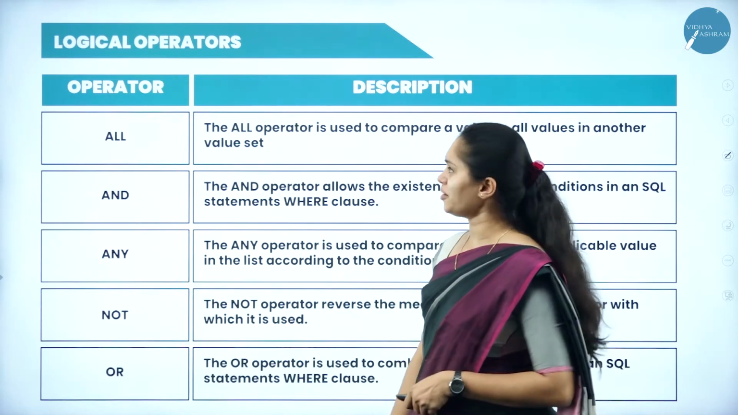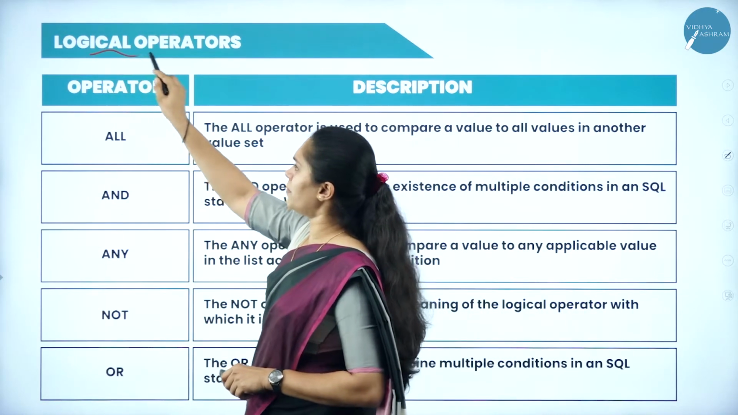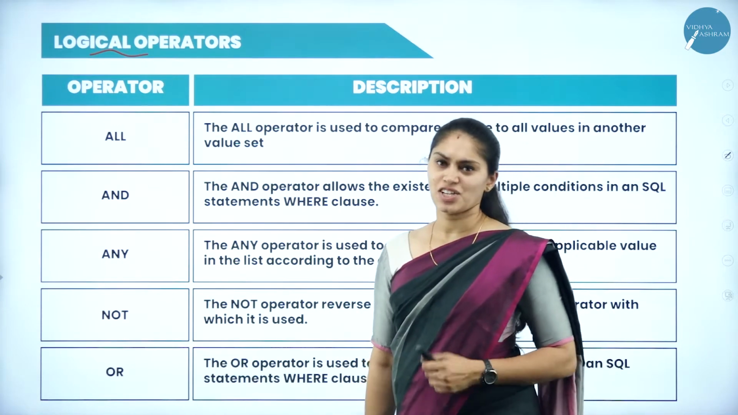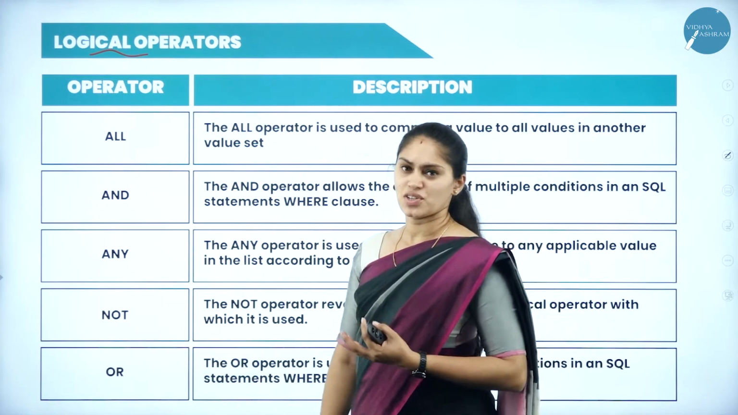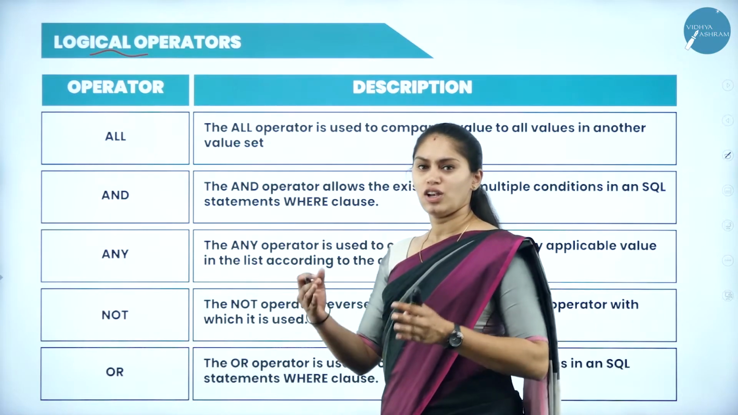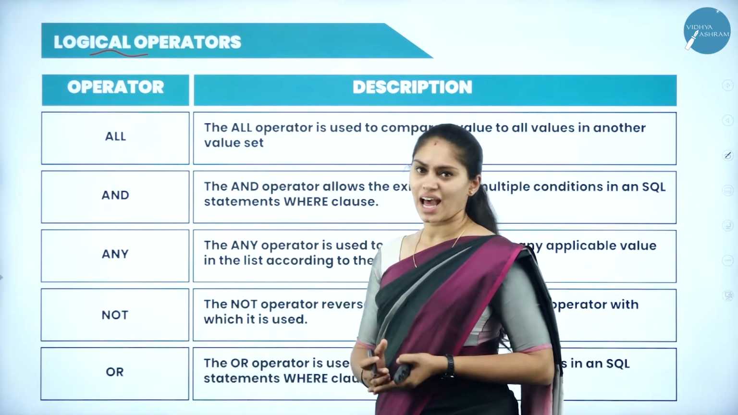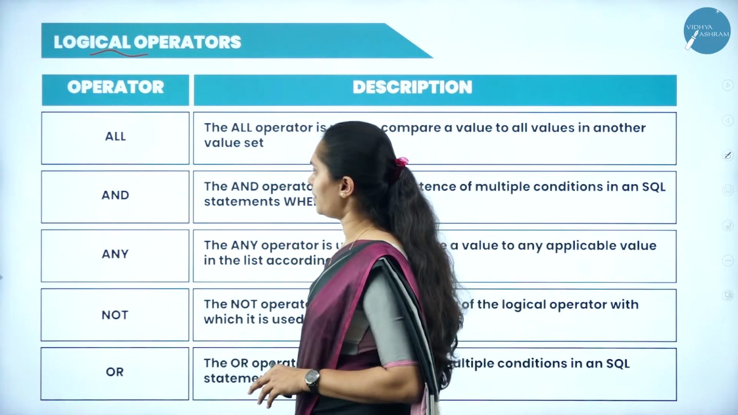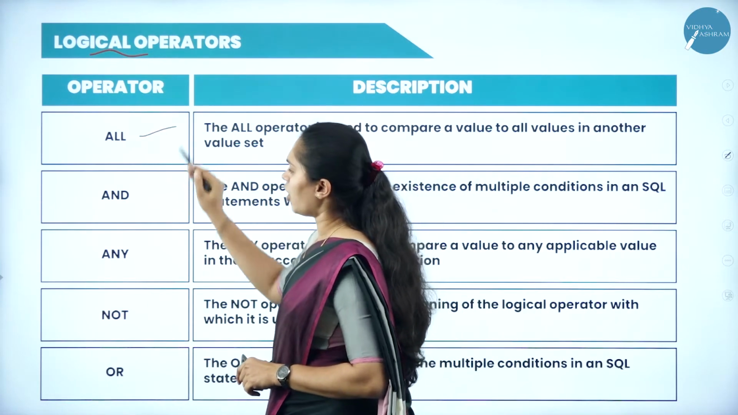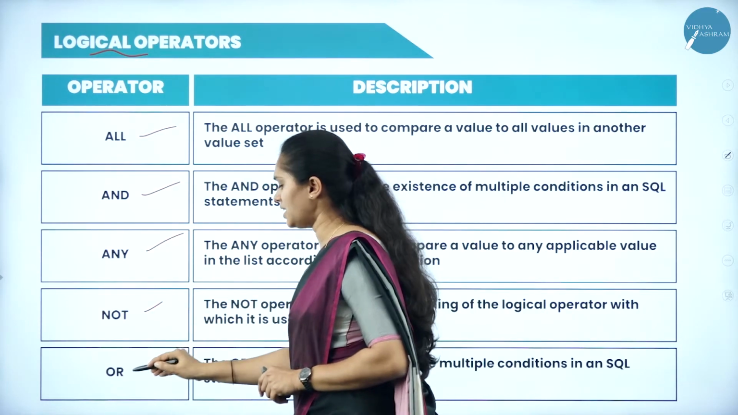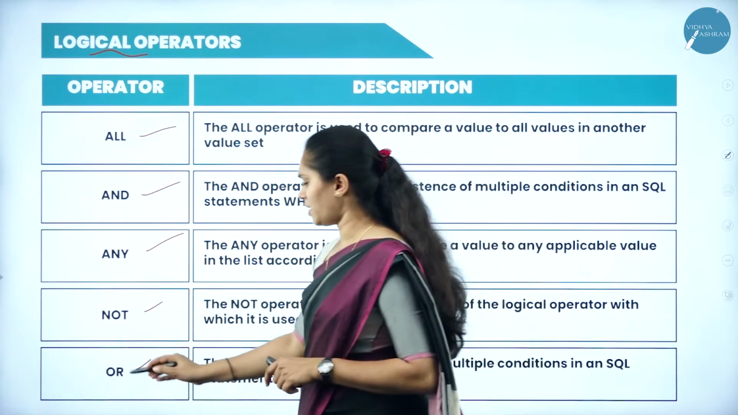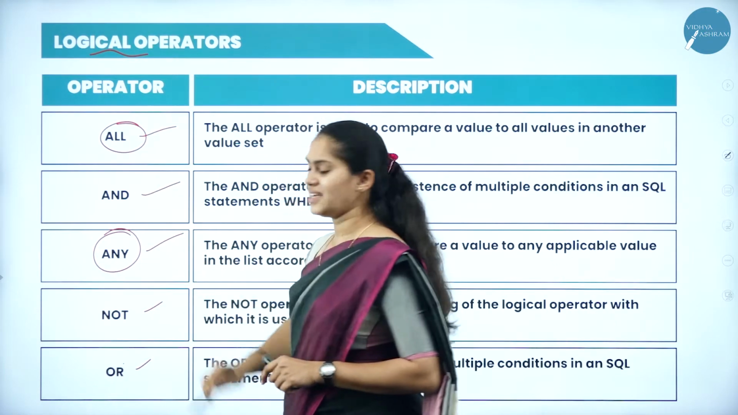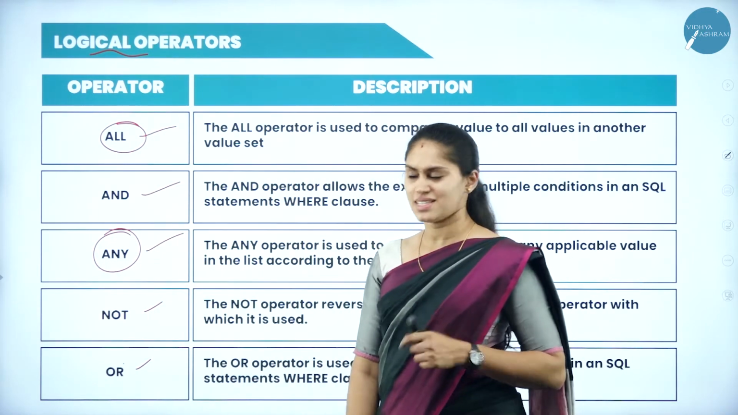We'll see the next type, that is the logical operator. In order to perform logical operations like logical addition and logical multiplication, we are going to use logical operators: logical and, logical or, logical not. We'll see about these operators. They include all, and, any, not, or. Already you are familiar with some of these, but you may be new to all and any. So we'll see now what they mean.